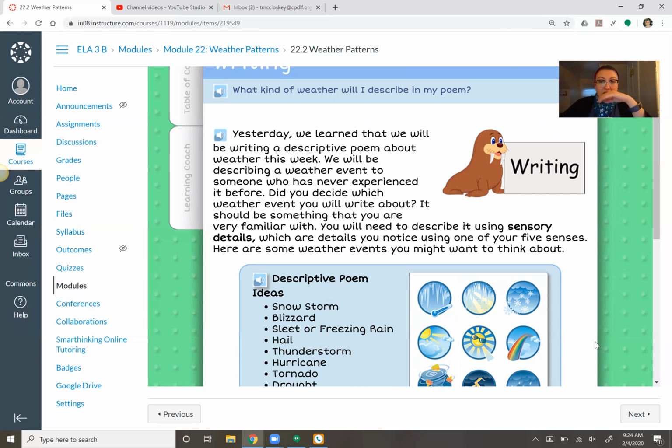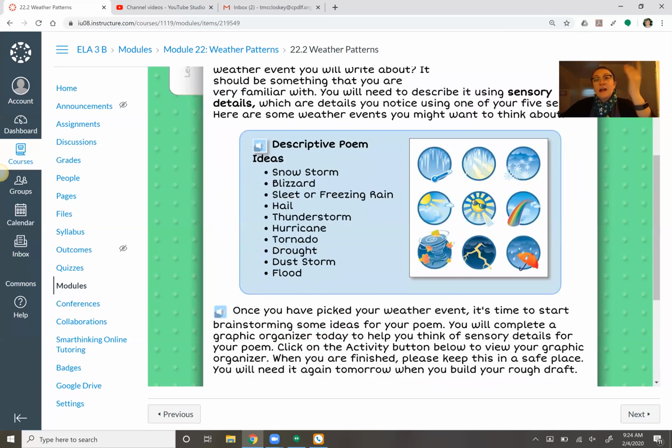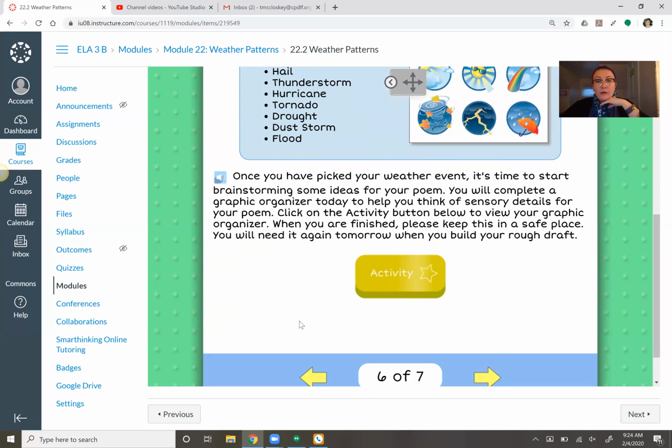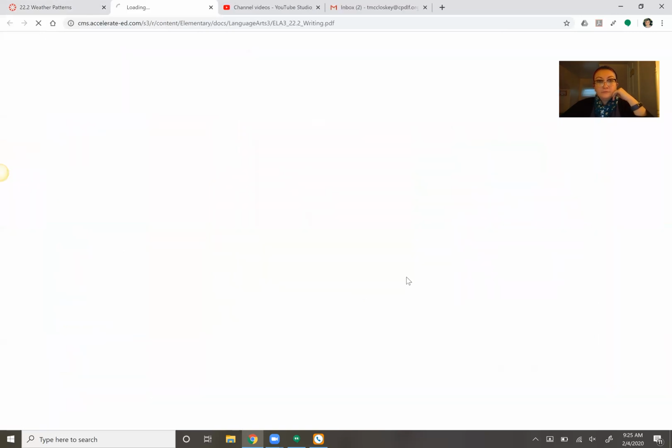So here are some weather events you might want to think about if you haven't decided what you'd like to do already. A snowstorm, a blizzard, sleet or freezing rain, hail, thunderstorm, hurricane, tornado, drought, dust storm, or a flood. Once you've picked your weather event, you're going to start brainstorming some ideas for your poem. So you're going to complete this graphic organizer to help you think of sensory details for your poem.